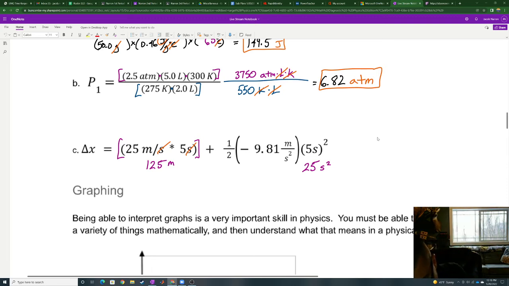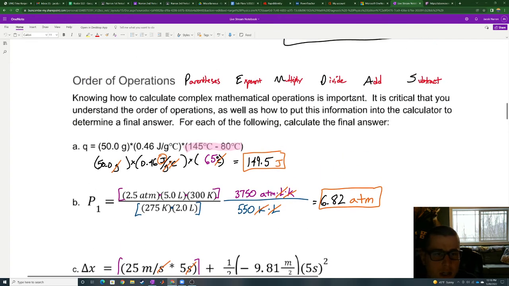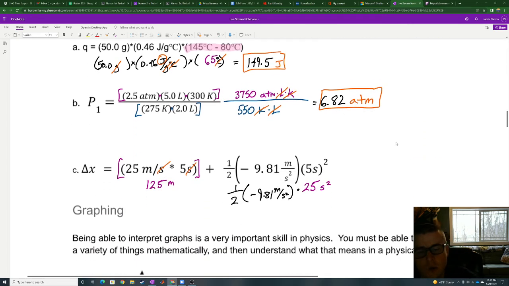And so now what we have, looking down here at the end, is 1/2 times negative 9.81 times 25. And so, yeah, I can just go ahead and multiply everything out. We're not doing addition or subtraction yet. If we look back at the order of operations, we see that adding is pretty close to the end. So let's go ahead and multiply all this stuff out first.